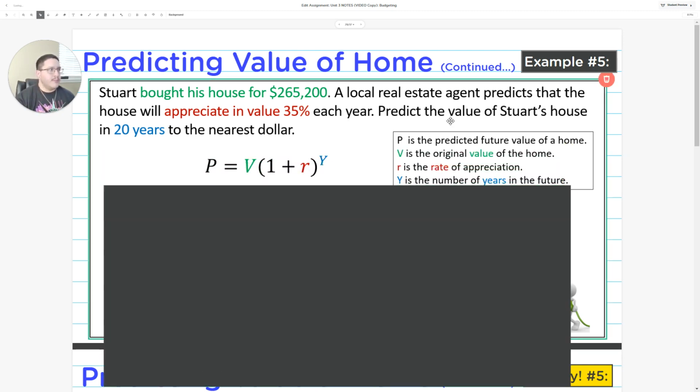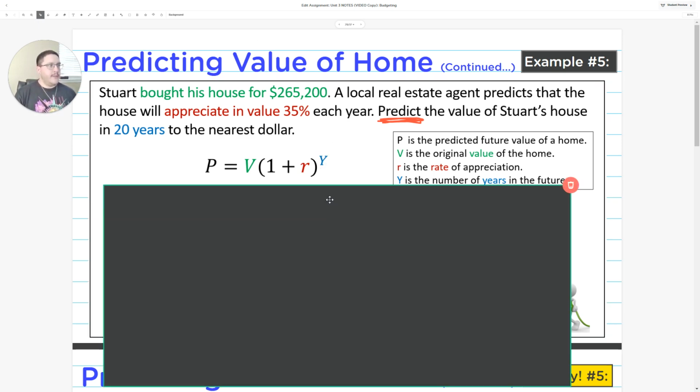So first off, when it says we're going to predict the value, or if we want to know what the value will be later on in the future, we're going to use this future value formula that you see right here. P equals V times (1 plus R) raised to the Y power.